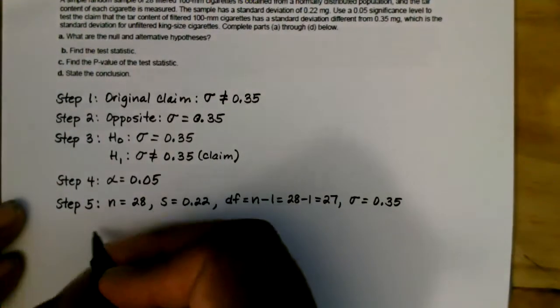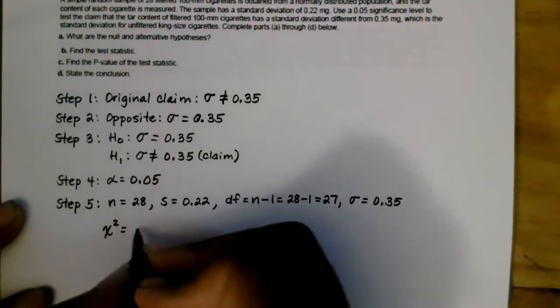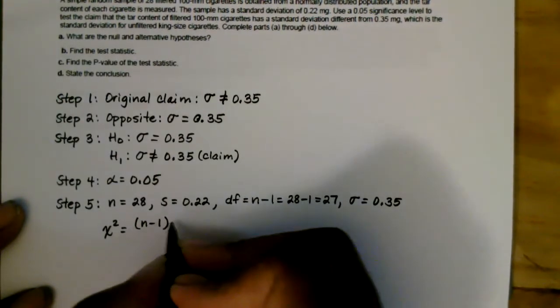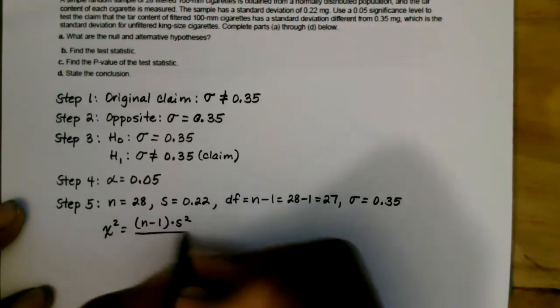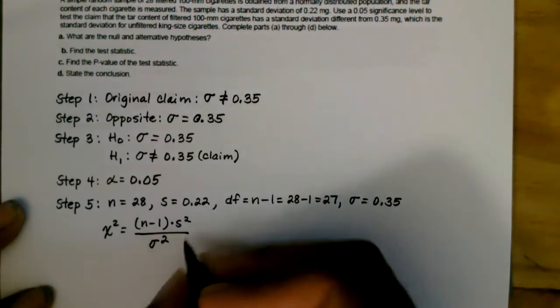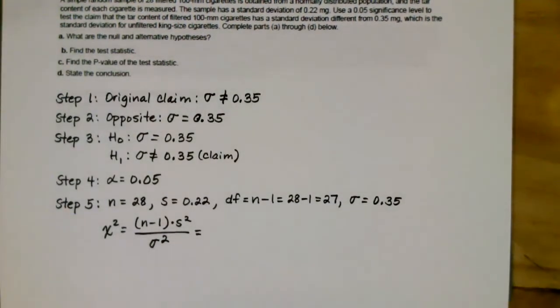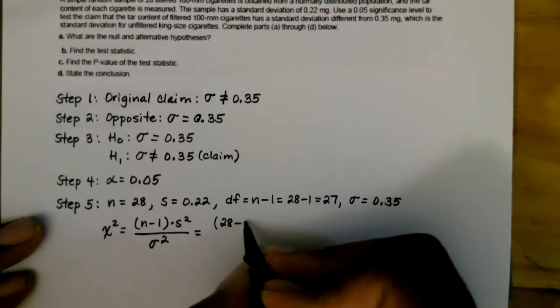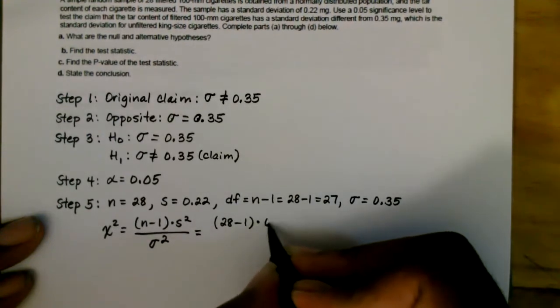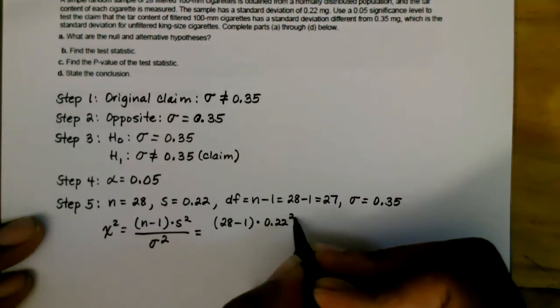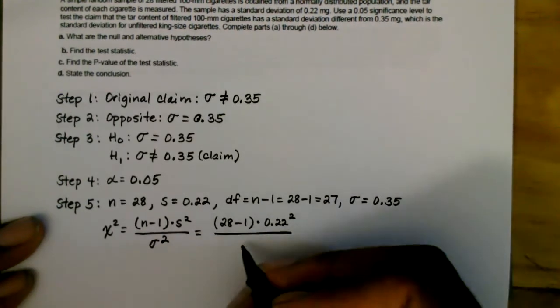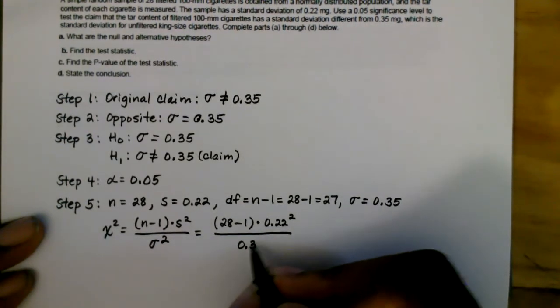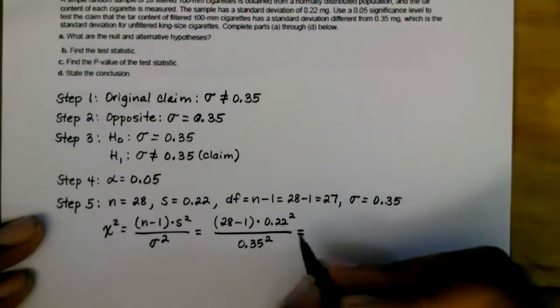So now we can find out what that chi-squared test statistic is going to be. So chi-squared is going to be N minus 1 times S squared divided by sigma squared. And that's going to be equal to this. Substitution, N is 28 minus 1 times S is going to be 0.22, and that's squared, divided by sigma, which is 0.35. That too will be squared.